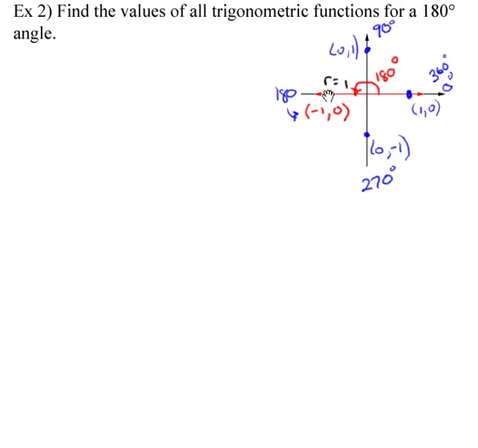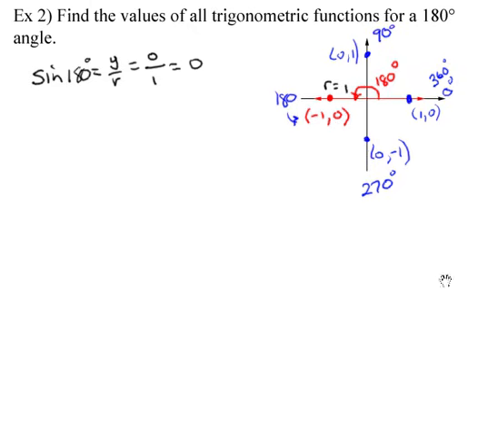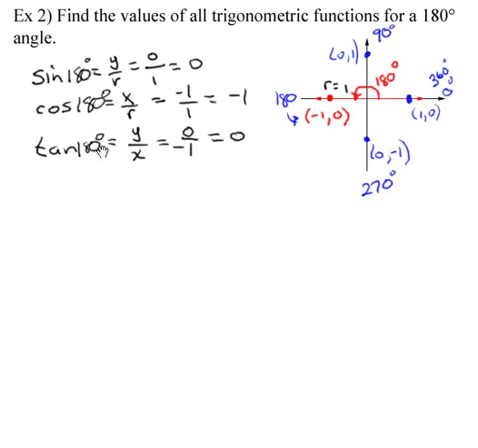So for 180 degrees, what we want to look at is a radius of 1 and the ordered pair negative 1, 0. Sine is the y value over r. In this case, the y value is 0, and 0 over anything is going to give us 0. So sine of 180 degrees is 0. Cosine is x over r. So the x value is negative 1. R is still 1. So the cosine of 180 degrees is negative 1.